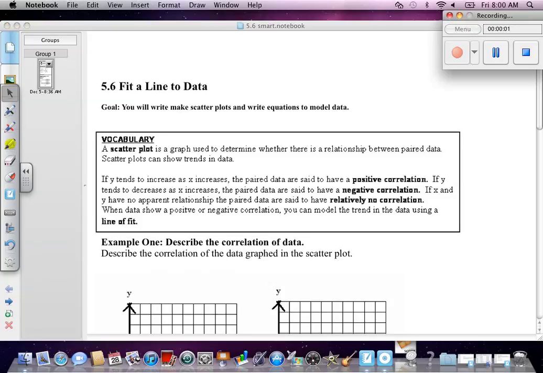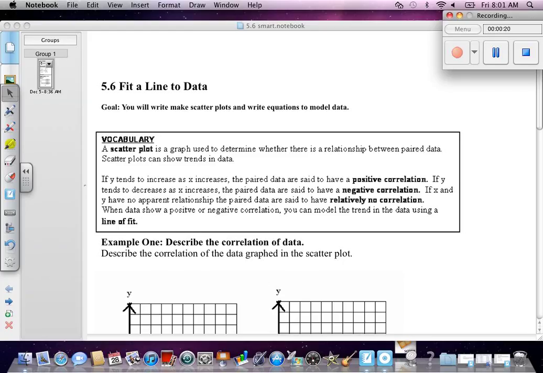Right, we're going to look at 5.6, which is a fit aligned to data. You will write scatter plots and write equations to model the data. A scatter plot is a graph used to determine whether there is a relationship between paired data. Scatter plots can show trends in data.